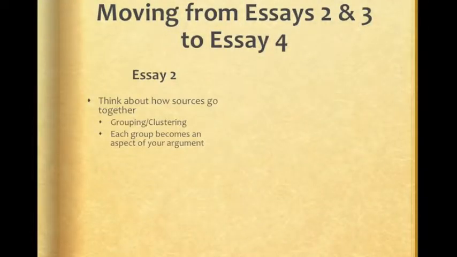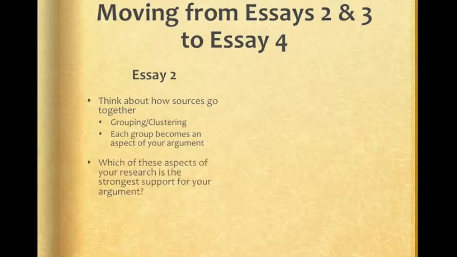So starting with Essay 2, the annotated bibliography, start to think about how your sources group together in groups or in clusters, and each of those groups will become an aspect of your argument. I know a lot of you have already seen connections, but make those connections explicitly and start to think about how you can group these sources together to most strongly support your argument. So these aspects of your research, which of them are the strongest? Which of them are the weakest as well?